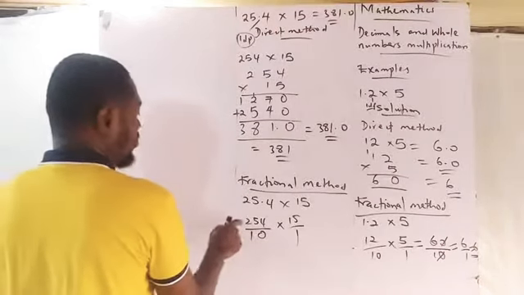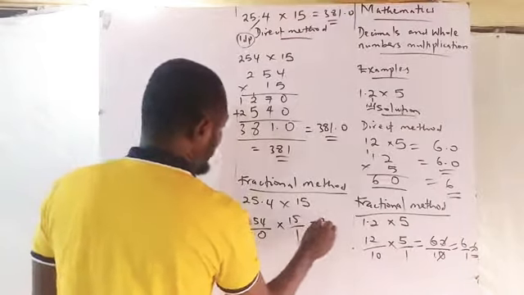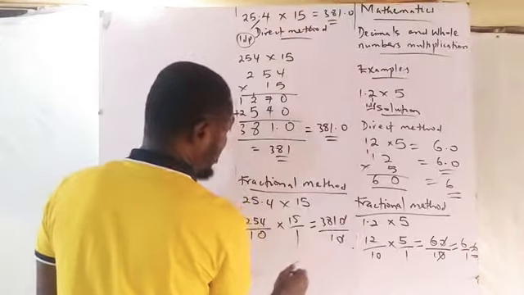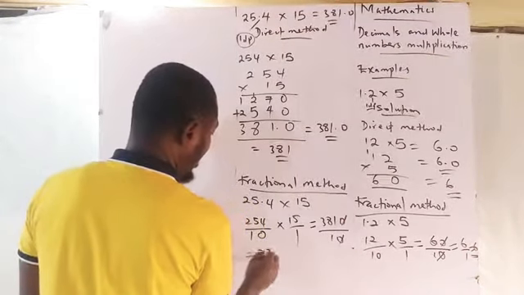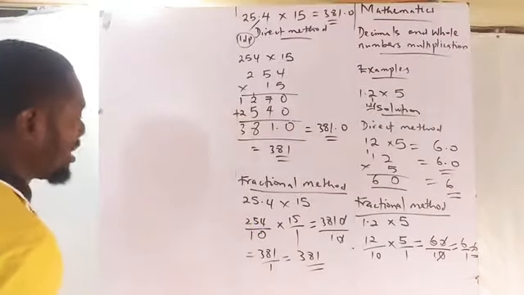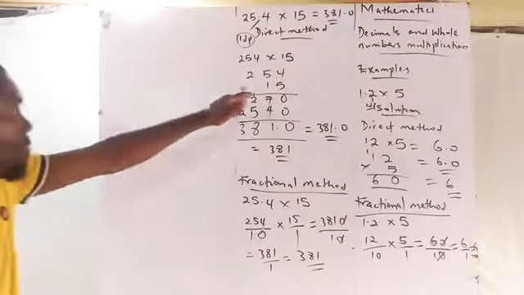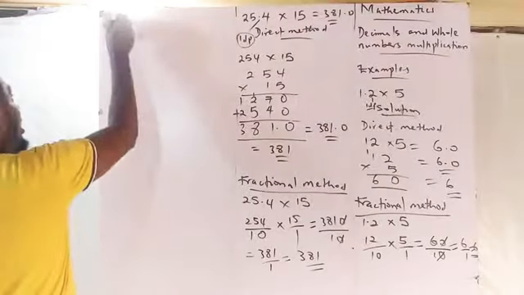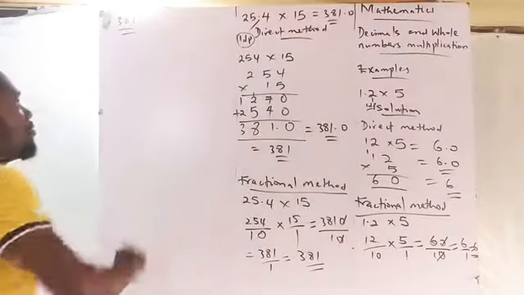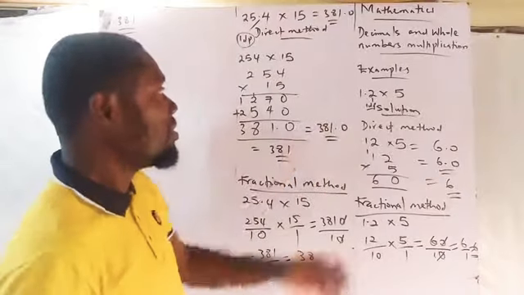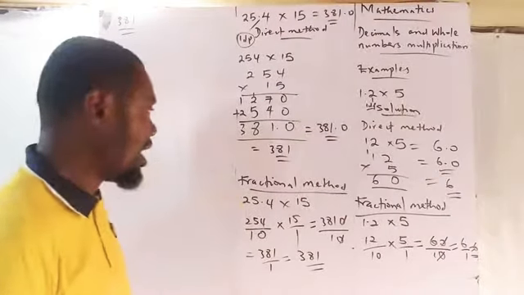If you multiply 254 times 15, that will give you 3810. 10 times 1 is 10, and this cancels this. You have your final answer as 381 over 1, which is the same as 381. So your answer is 381. The same thing that we have up is what we have down as the answer. So if you multiply 25.4 times 15, your answer will be 381. So this is how you deal with decimal and whole number multiplication.